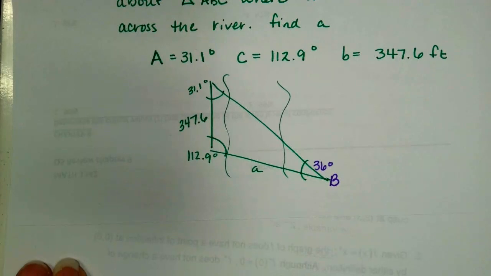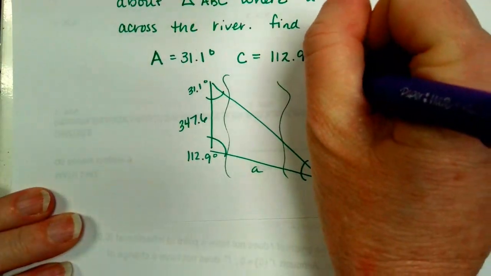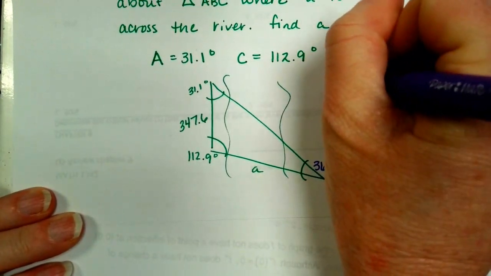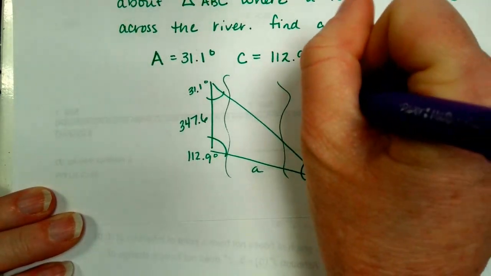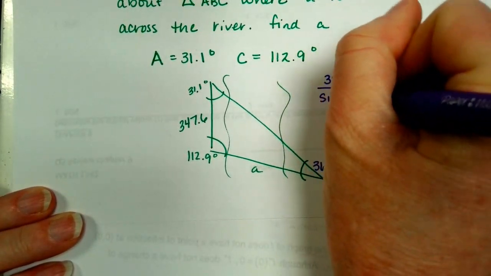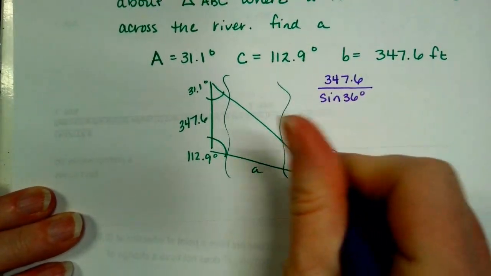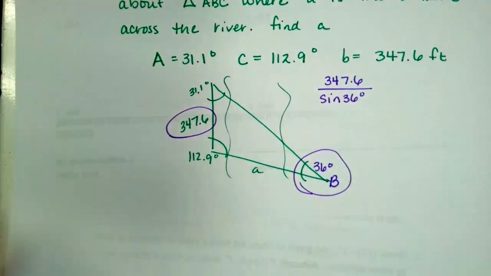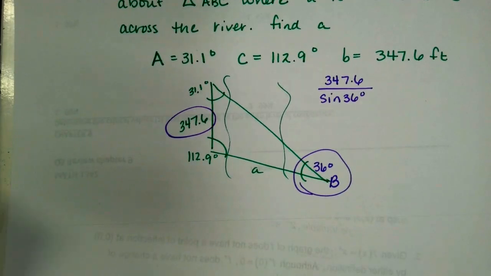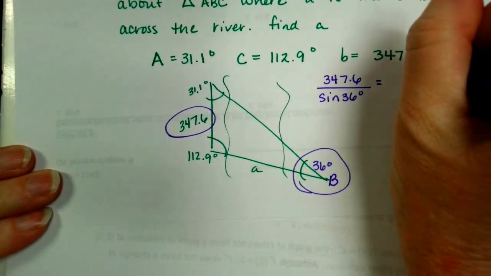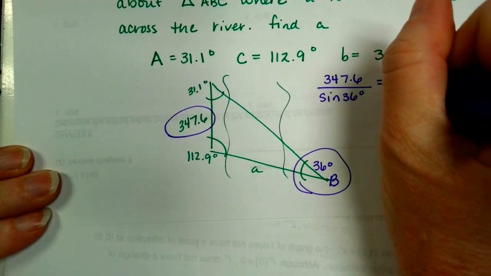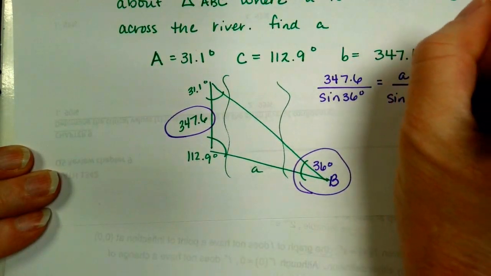And that's my completed ratio. Now I'm looking for side A. So again, I'm going to put sides on top. So that means I'm going to put 347.6 on top of sine 36 because that is the completed ratio I have. I have angle B and side B. And then I am looking for side A. So I just put A over sine 31.1.